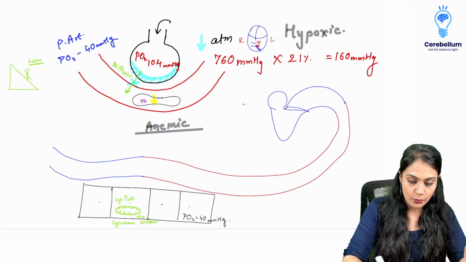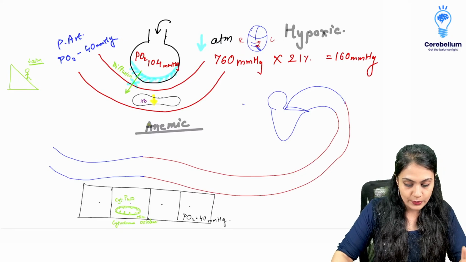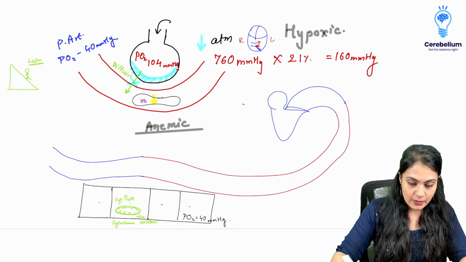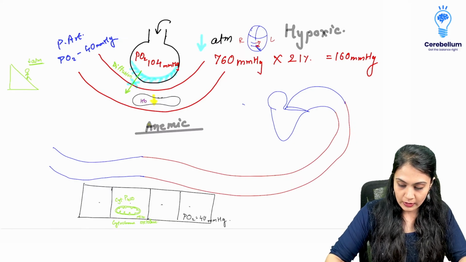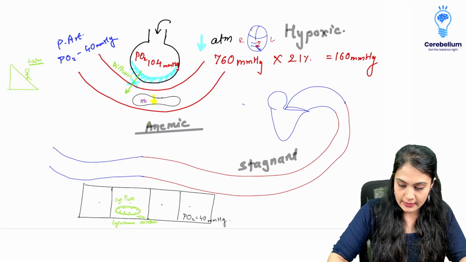Now what will happen? See over here. I want your full attention, otherwise you won't understand. Let's say there is a problem in the circulation. If there is a problem in the circulation, we are going to call that stagnant hypoxia. Why are we going to call that stagnant hypoxia?